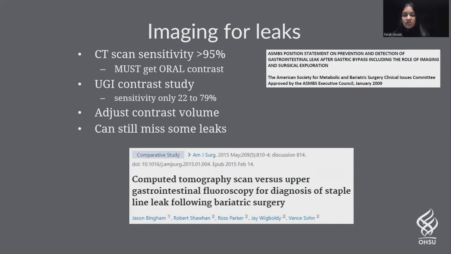So you may need to adjust your contrast volumes, and even if they can only drink a small amount of contrast, you'll get some idea of what's going on with the gastric pouch, or the gastric sleeve in this case, and hopefully be able to see if there's an obvious contrast extravasation. You can still miss small leaks, and some of them are very subclinical leaks, so a negative scan does not 100% mean you're out of the woods. You may need to follow up with that. The key there is that a CT scan is much preferred if possible to obtain it.